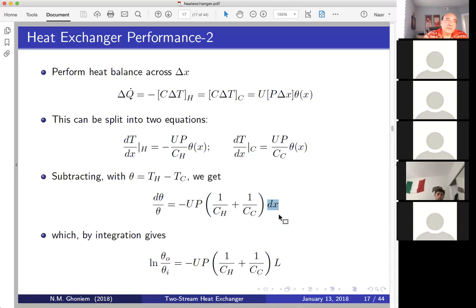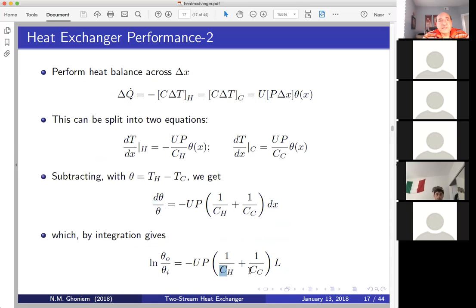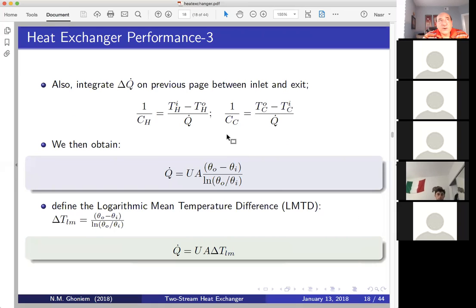Because we can integrate it from 0 to L on the right side, and from inlet to outlet on the left side, you get natural log theta out divided by theta in. So this gives us the distribution of the temperature difference. And once we have now C hot and C cold in this equation, then we would like to replace them with the original definitions, which is m dot C sub P for the hot and the cold.